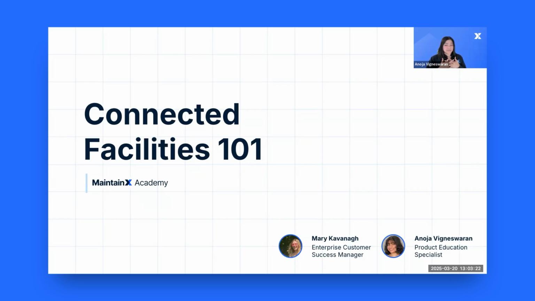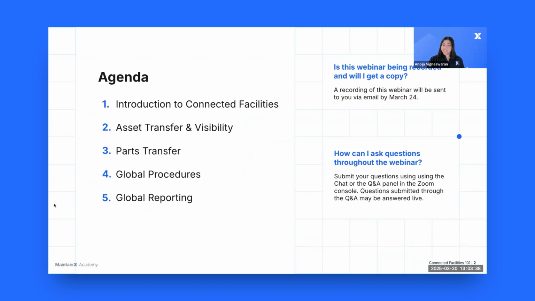So today I'll be on this webinar acting as your MC while we've got Mary acting as your subject matter expert. I think we can go ahead and start talking about connected facilities. This Connected Facilities 101 webinar is a part of our 101 webinar series, which we run twice every quarter. We do a deep dive into a certain set of MaintainX features related to a specific topic, so in this case, connected facilities. We've got a packed agenda for you that starts off with an intro to what connected facilities are, and then we'll go into asset transfer and visibility, part transfers, then global procedures and reporting.